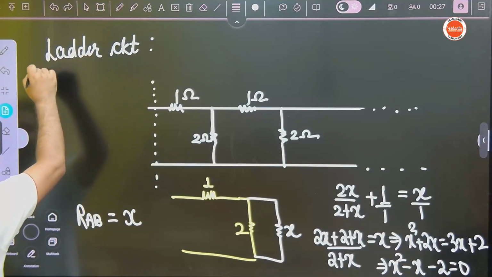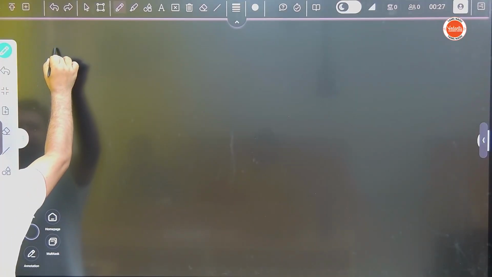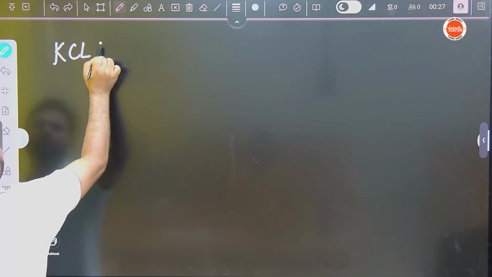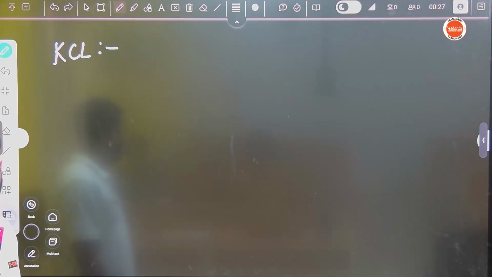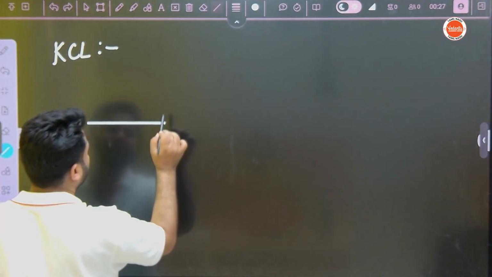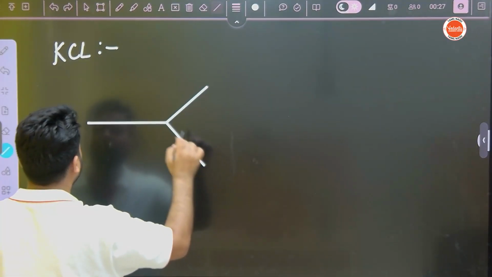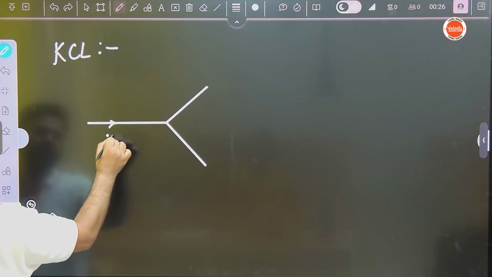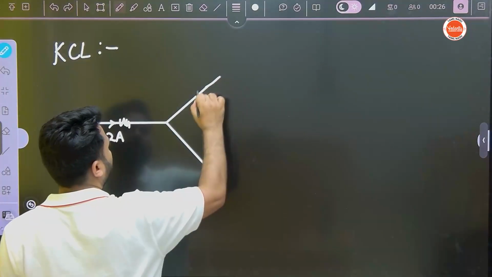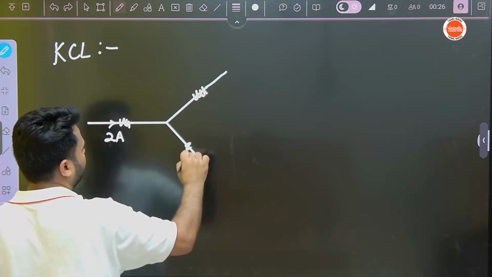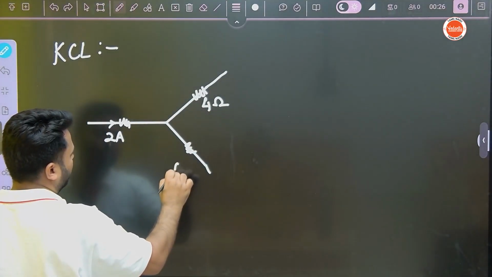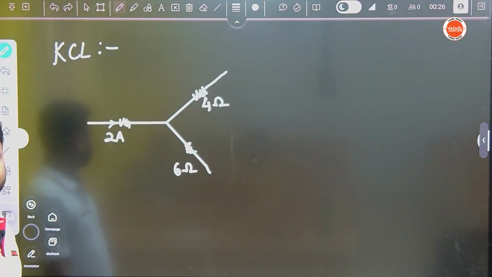Now next, Kirchhoff's junction law or current law. Kirchhoff's current law or Kirchhoff's junction law. Normal thing. We have studied only. Suppose like 2 ampere is flowing in the circuit. Here is one resistor and here is one resistor. This is 4 ohm resistor. This is 6 ohm resistor. Suppose, just an example I am taking.